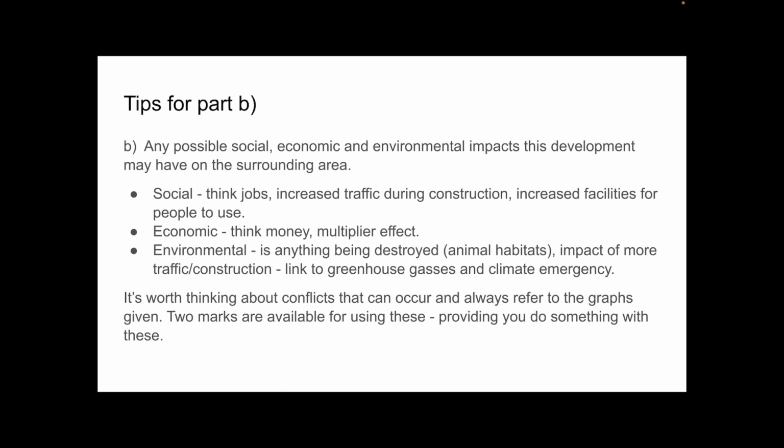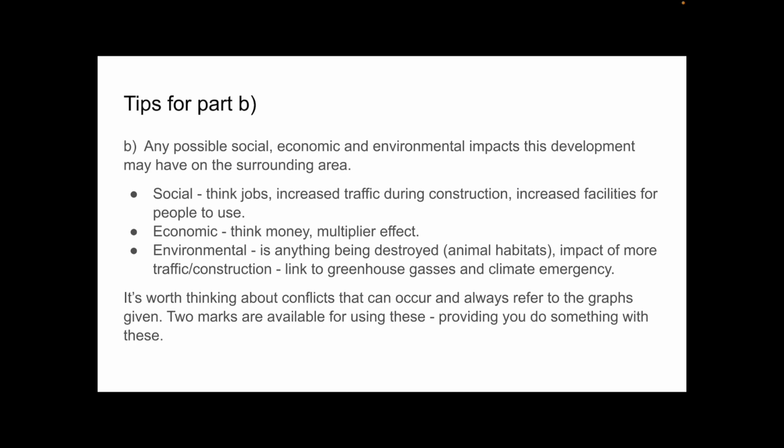Now, the one thing is that as well as using the map, there are always extra bits of information given in the question paper. So for example, graphs and for example, tables. You can also get 2 marks available for using these. You need to do something with them, but you can get marks for using these. So for example, it might show the tourist numbers. And if you can see tourist numbers will increase when this opens, because in 1990 there were 3,000, whereas in 2026 they're going to be 6,000, then you would get a mark for doing that.